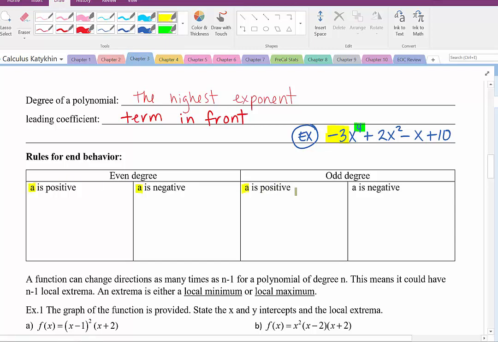This is where the definition is coming from. If you have an even degree, like x to the fourth power, and a is positive, then the end behavior of the function, where the function is going to be going, is both up. In the example I gave you, a is negative. But if it was positive 3, not negative 3, it would be both up.